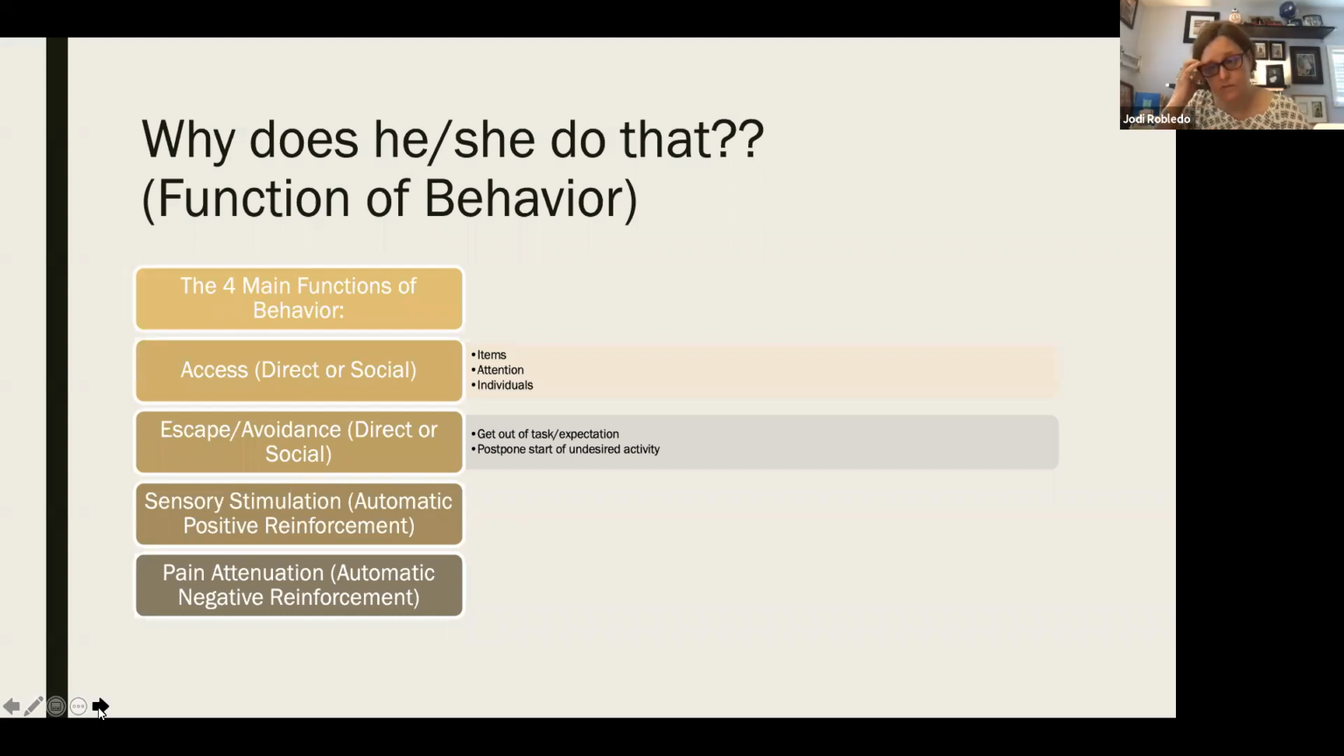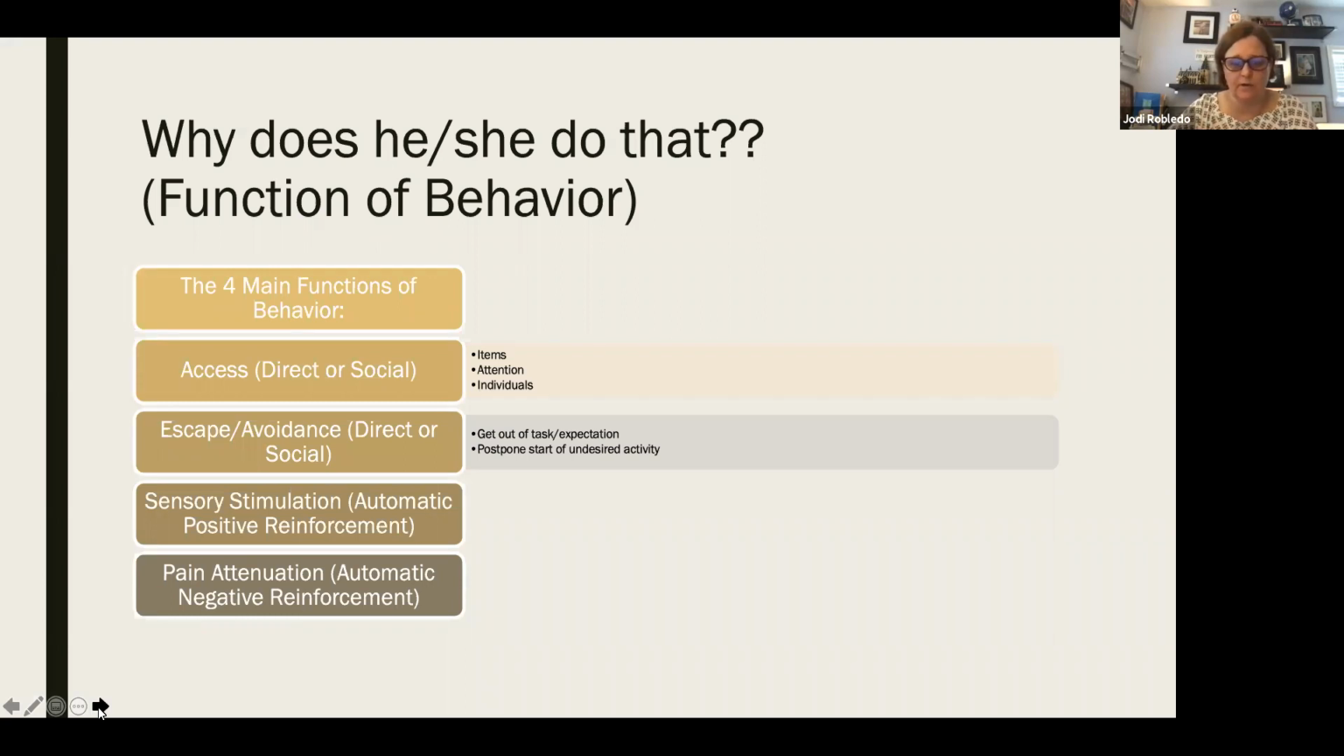The last one is pain attenuation. As we learn more about people with disabilities and medical issues that they might have, we understand that a lot of individuals, especially kids with self-injurious types of behaviors, might do things like hit their chest or scream loudly, and the function of their behavior might not be access, escape, or sensory. It might be more of an actual response to pain. So the child might be having acid reflux or constipation. Those kinds of things are often communicated or told to others through behavior.